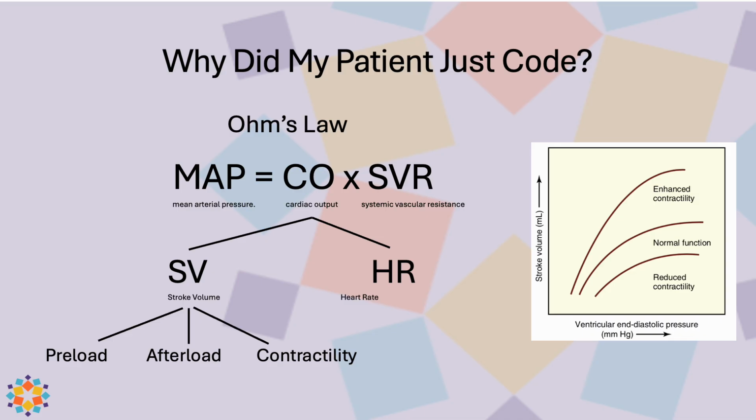Well, it's because, as we've talked about earlier, you take a normal Starling curve where it says normal function, you give a negative inotrope, and you reduce endogenous catecholamine and direct sympathetic input to the heart, and the curve flattens and you get to a reduced contractility curve.